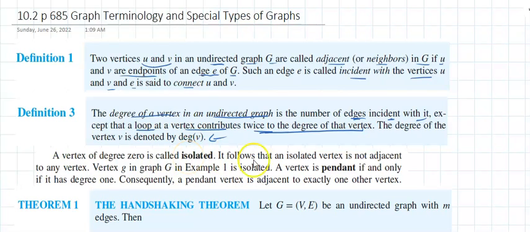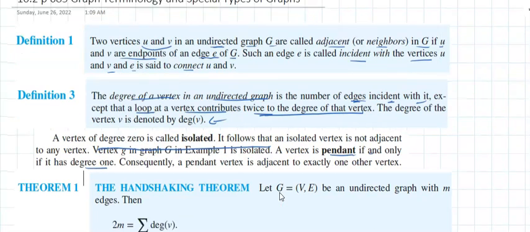It follows that an isolated vertex is not adjacent to any vertex because there is no edge connecting it to anything else. Vertex g in graph G in example 1, you could look at it, is isolated. This part really doesn't apply, but I wanted to point it out from the book. A vertex is pendant if and only if it has a degree of 1. Consequently, a pendant vertex is adjacent to exactly one other vertex.